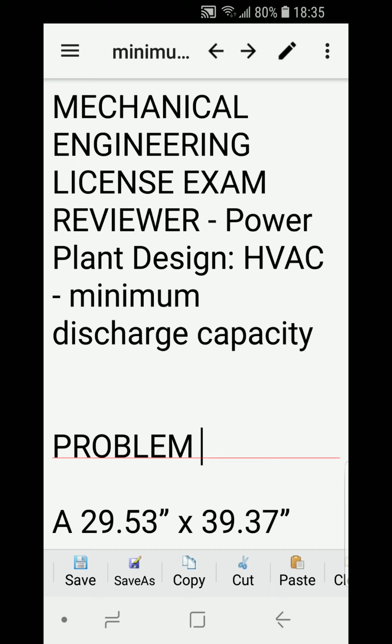Today's topic is on power plant design regarding the HVAC minimum discharge capacity for a pressure vessel containing ammonia.